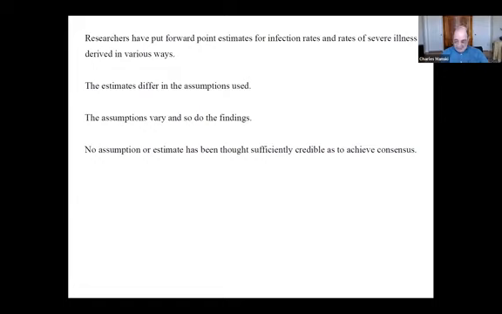Now, lots of people have been aware of these data problems. The question is what you do about it. Lots of point estimates have been put out by different groups of researchers. The estimates differ in the assumptions that they use, because we all have the same data, which is pretty weak. So they combine the data with different assumptions. They get different results. But none of these assumptions or estimates has been thought credible enough to get consensus. So the estimates have been all over the place.